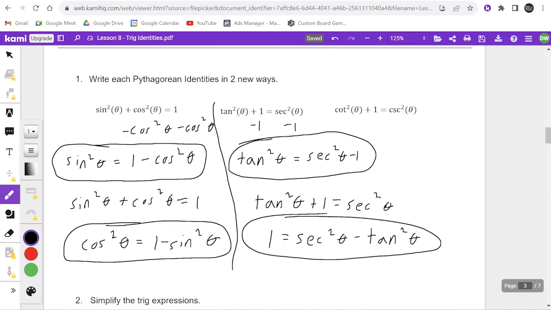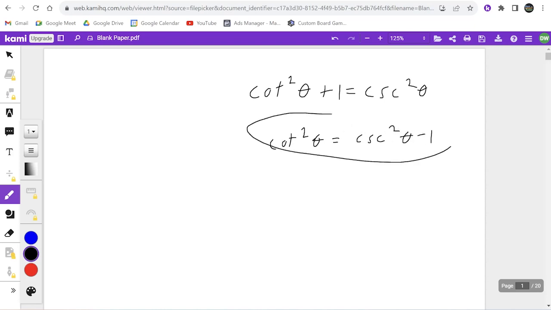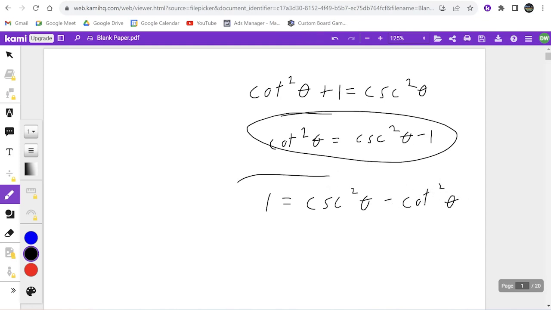Okay, great. And then one more. Again, I encourage you to try it on your own. But cotangent squared theta plus 1 equals cosecant squared theta. Again, I can subtract 1. Cotangent squared theta equals cosecant squared theta minus 1. That's one of them. And then the other one you just get if you subtract cotangent squared theta instead. So in other words, 1 equals cosecant squared theta minus cotangent squared theta.